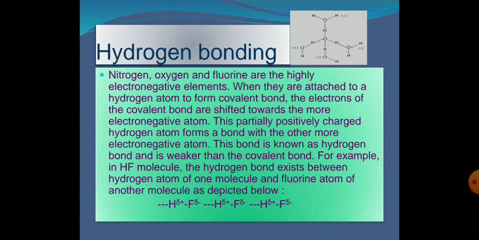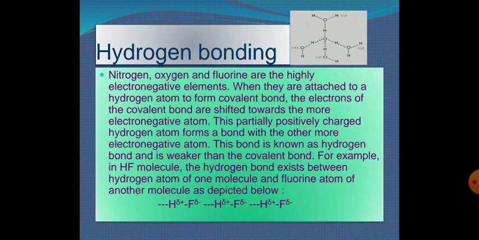The partially positively charged hydrogen atom forms a bond with another more electronegative atom, which may be nitrogen, fluorine, or sometimes oxygen. This bond is known as a hydrogen bond and it is weaker than a covalent bond. For example, in the formation of HF, the hydrogen bond exists between the hydrogen atom of one molecule and the fluorine atom of another molecule, as depicted below.